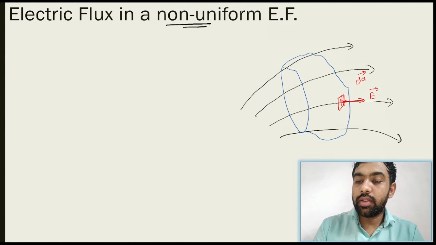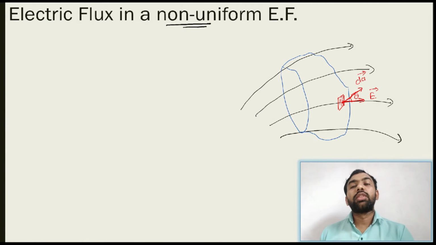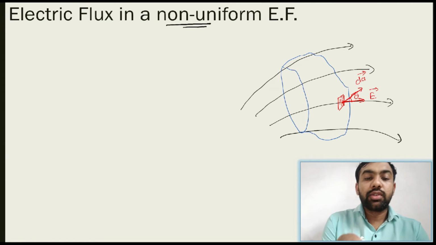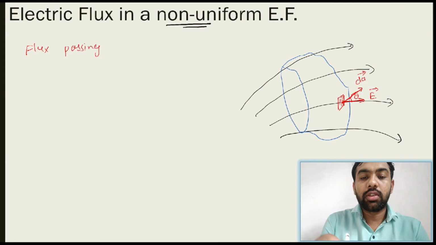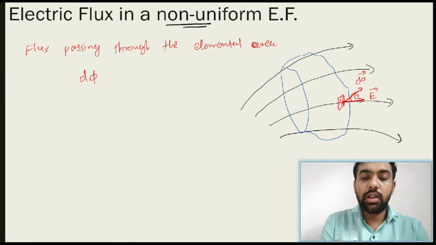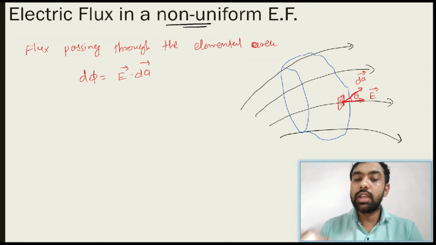So suppose the area is along this one, and the angle is theta. Then what is the flux passing through this small area? The flux passing through the elemental area dΦ is equal to E dot dA, like this.